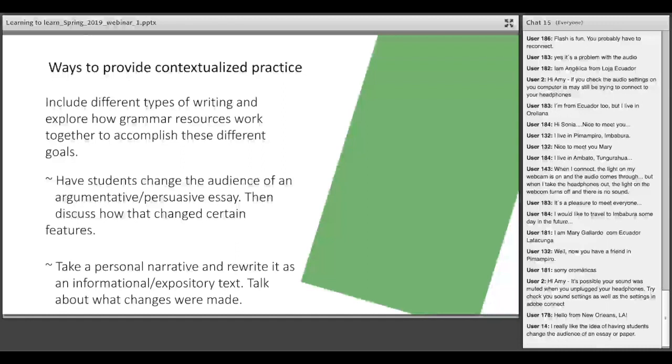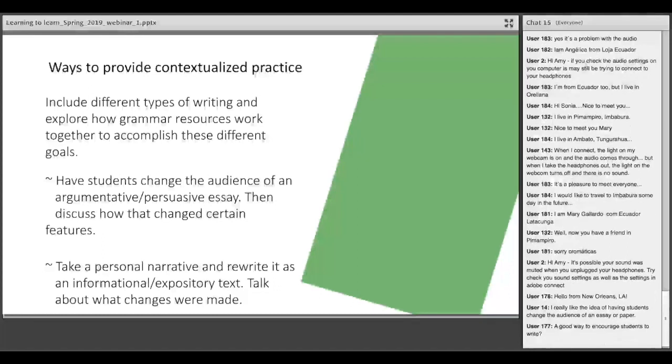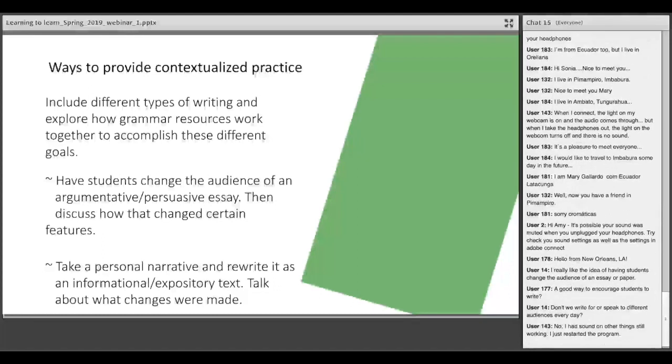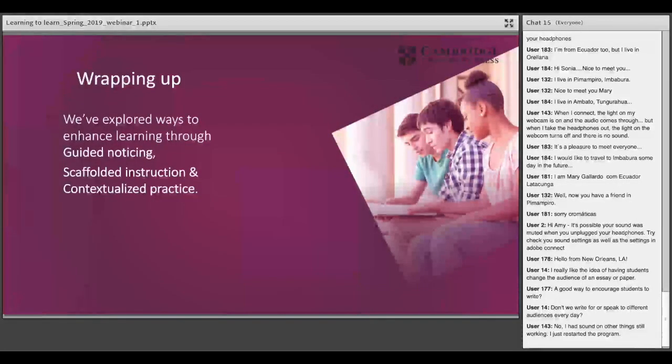We can also take something like a personal narrative, which we often have our students write a lot of, but then take that personal narrative and write it as an informational text, and then talk about how it changed, how the use of pronouns changed, how the sentence structures changed. So these are all pretty easy ideas to implement, but ones that really help our students become aware of how grammar and vocabulary work together to communicate ideas.